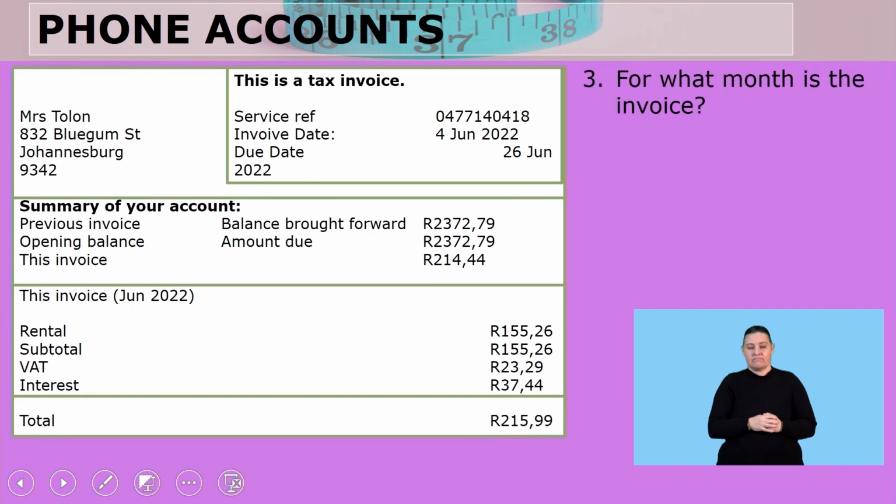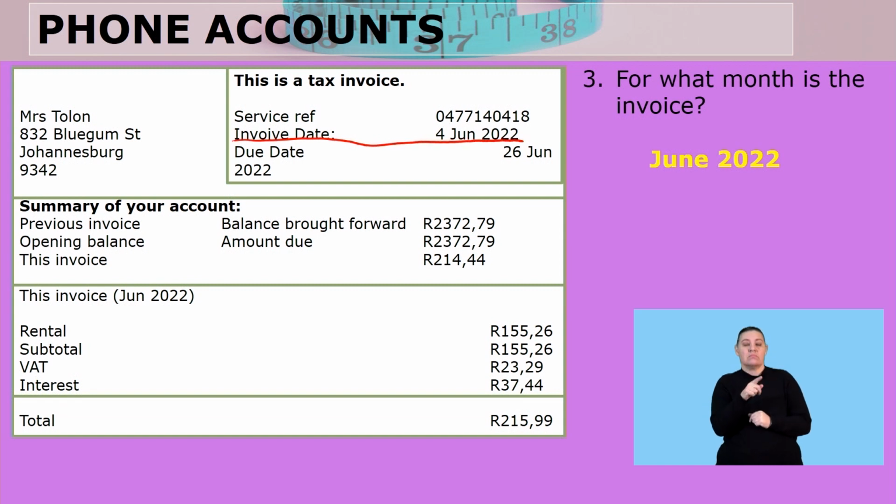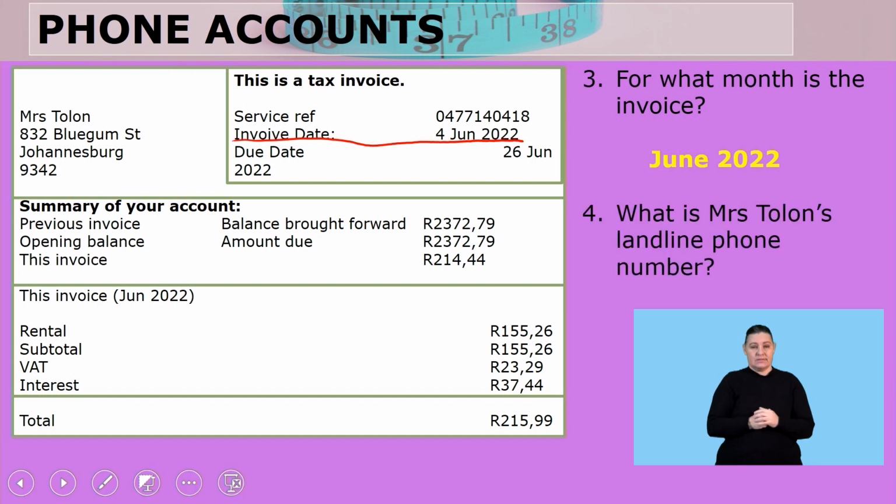The third question, for what month is the invoice? All right, the invoice date right here at the top. Okay, apologies. The invoice date, there it is. It's for June 2022. Nice work. All right, what else? Question 4. What is Mrs. Tollen's landline phone number?